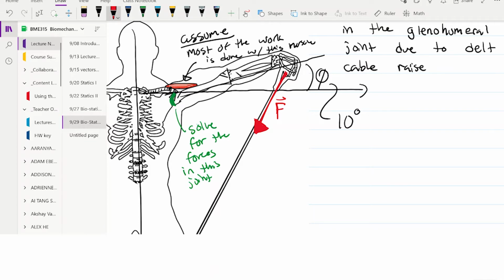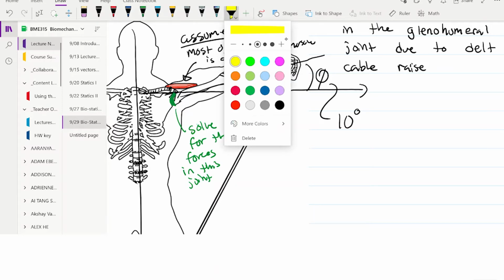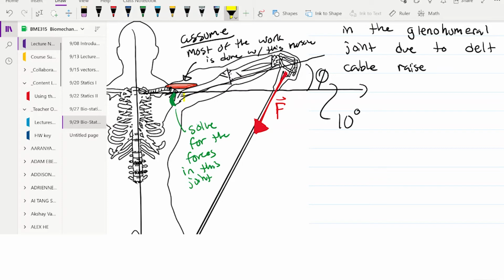Okay. So in that case, we want to look at the simplest way we can connect the reaction forces to the external force of interest. In that case, that's this force that's going through the hand, through the radius and ulna, through the humerus, and the delt is rotating everything up. Okay. So this is going to be what's called our system of interest. What I just highlighted.